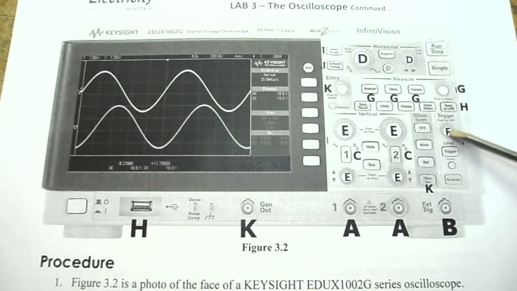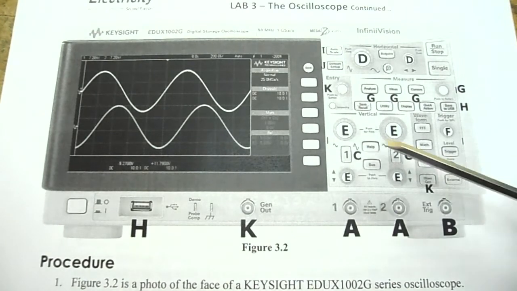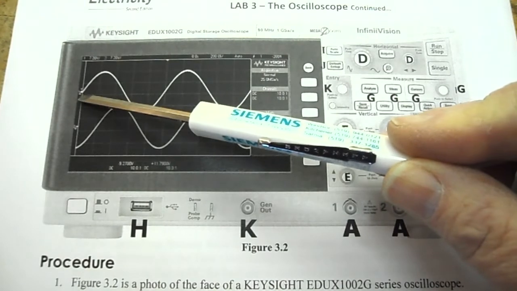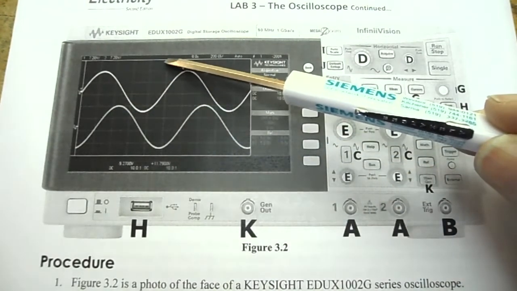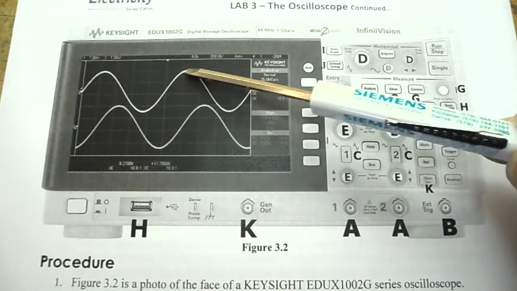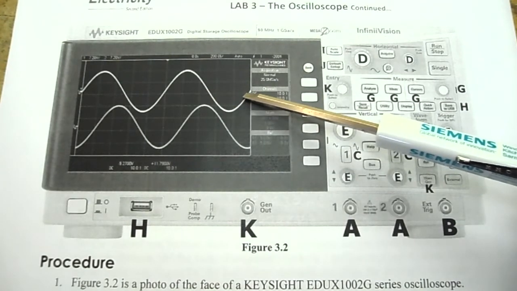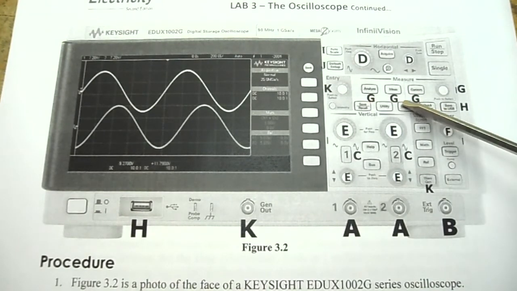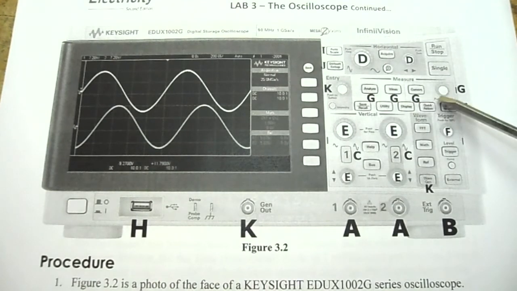F is the trigger, and when we talk about triggering, there will be a small T on the side of your screen, and where it meets with this top arrow, that's where it starts displaying the waveform on the oscilloscope. G is your analyze, measure, cursor keys. So they go across here, and we have a little knob to control it with.